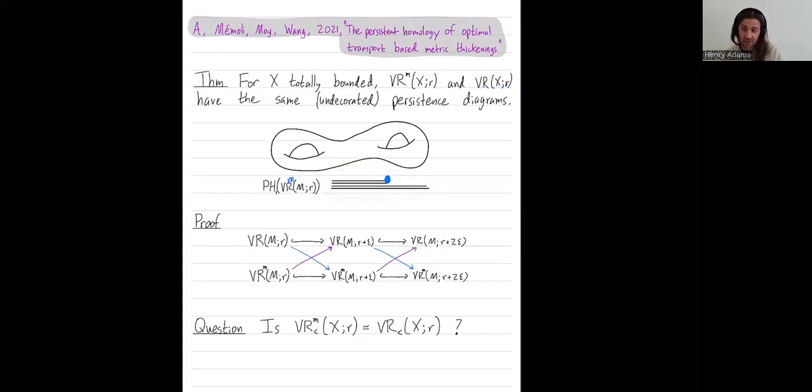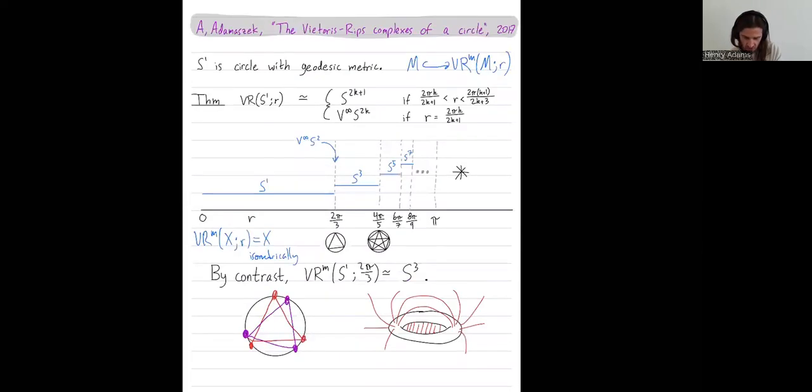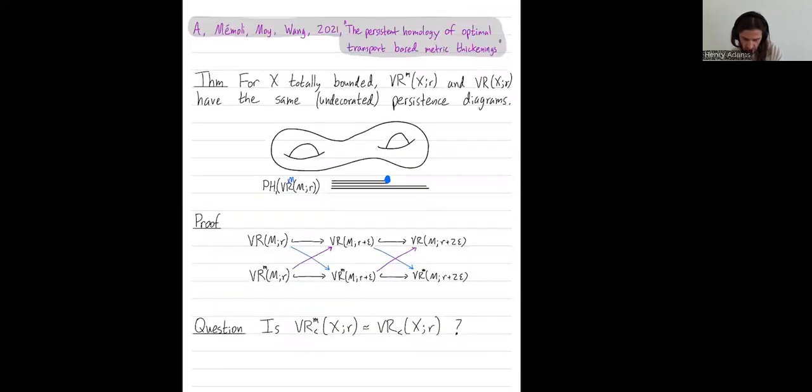With the less than or equal to convention, they might have different homotopy types, right? Because with the Rips simplicial complex right here, we had an infinite wedge of 2 spheres, whereas for the metric thickening, we just got the 3-sphere. A good conjecture is that if you use the less than convention, they are homotopy equivalent, but it seems tough to prove.